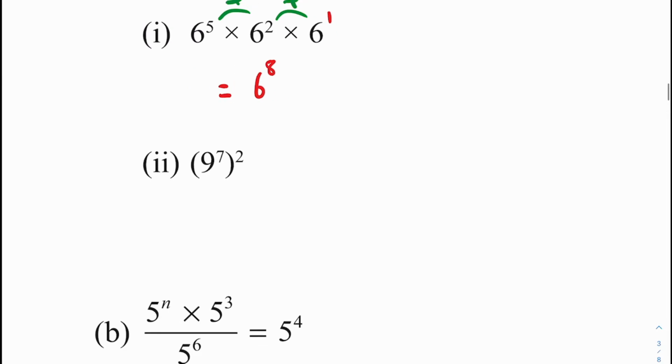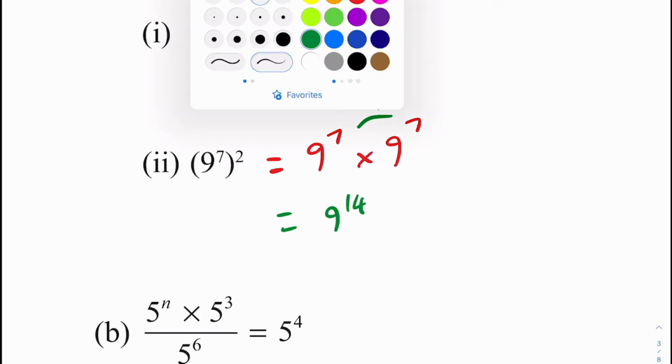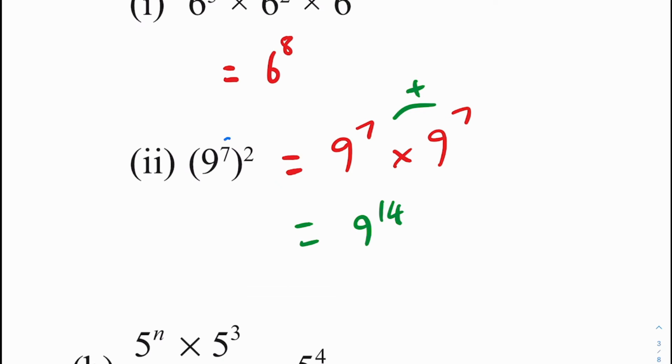Moving on to part 2. This time we've got 9 to the power of 7, but the entire expression is squared, so we can rewrite this to make it a bit clearer as 9 to the 7 multiplied by itself, which is 9 to the power of 7. That's all the squared means. So again, all we have to go back to now is our addition rule, where we just add the two powers. So this is equal to 9 to the power of 14. A quick way to get to this answer is we can notice that all we have to do is multiply the 7 by the 2.